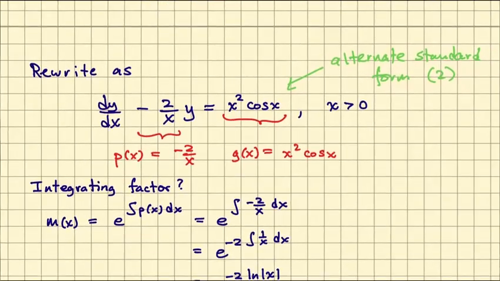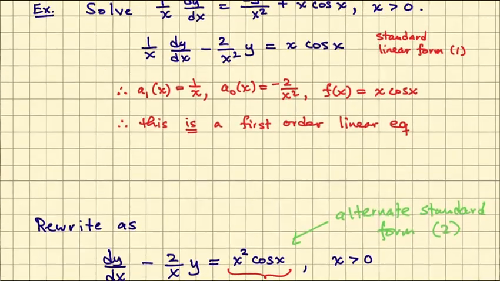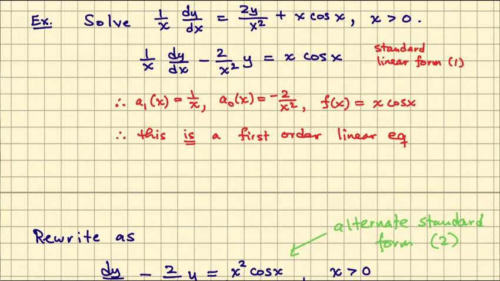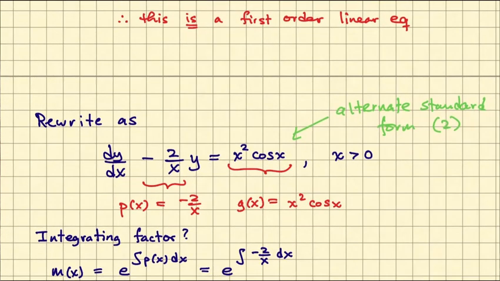So what we want to do is take this equation that's in its standard form. We want to rewrite it in its alternate standard form by dividing through by the leading coefficient. So remember, we had this. So we want to divide through by 1 over x, which is the same as multiplying through by x. We want to get a leading coefficient of 1. So if we multiply this by x, and this by x, then we get this. And now we can read off the p. The p is minus 2 over x, and the g is this function. But the key is we need to read the p off because that's involved in our integrating factor.